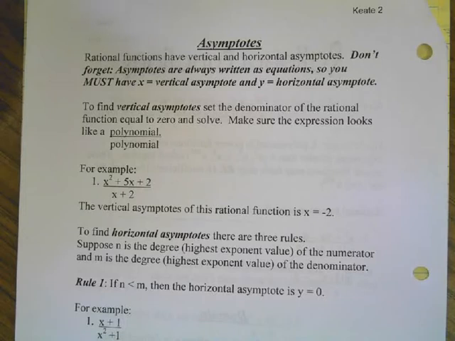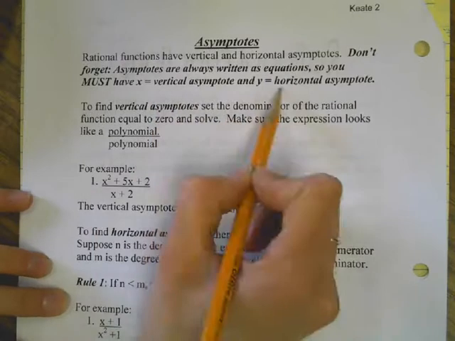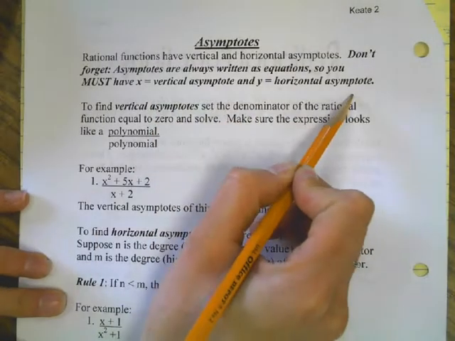When we discuss rational functions, there are many different types of asymptotes. The easiest asymptotes are the vertical asymptotes. Okay? It says in bold, asymptotes are written as equations. So you must have x equals a vertical asymptote and y equals a horizontal asymptote. That's very important, and I'm going to look for it on your quiz.